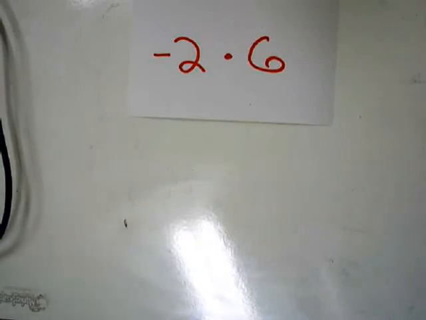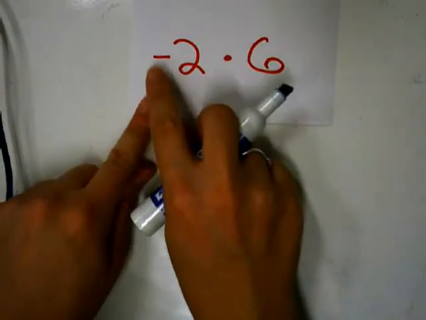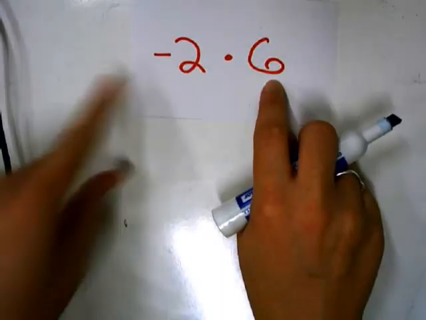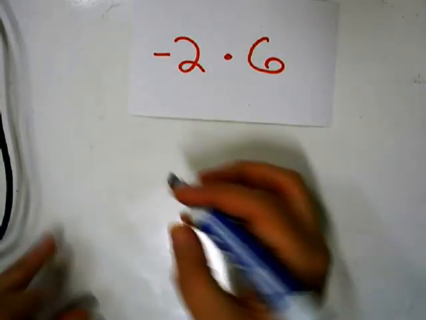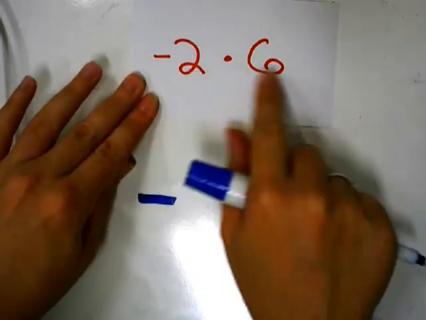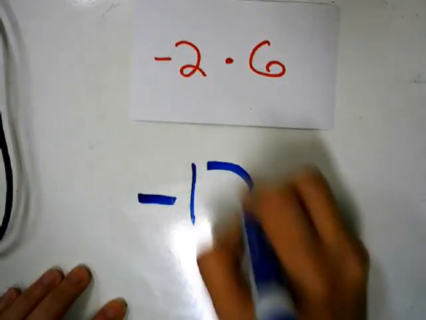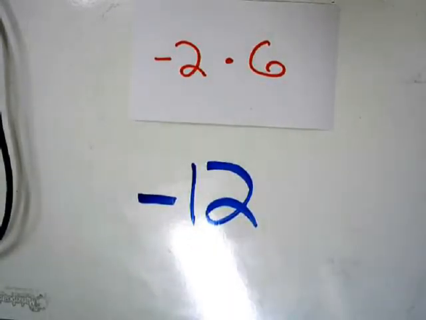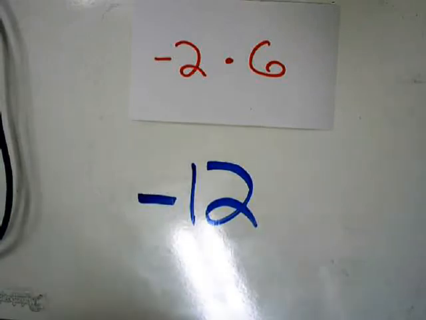Alright, let's do some examples. Let's say we have negative 2 times 6. You have a negative times a positive, which means you have opposite symbols, so your answer is going to be a negative. And 2 times 6 is 12. Wow. Really hard, guys. I know. Crazy. It's insane, the math that I ask you to do.